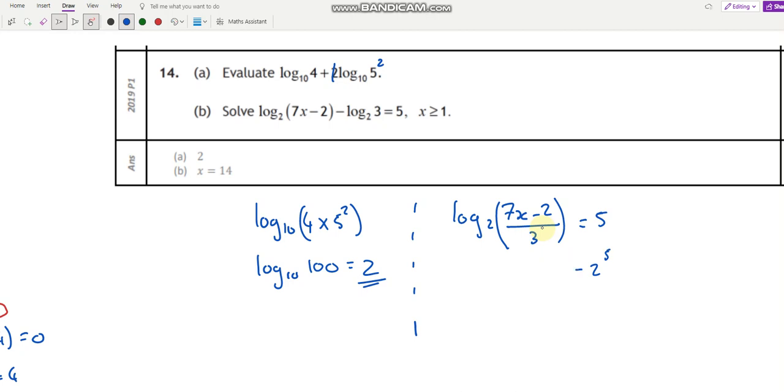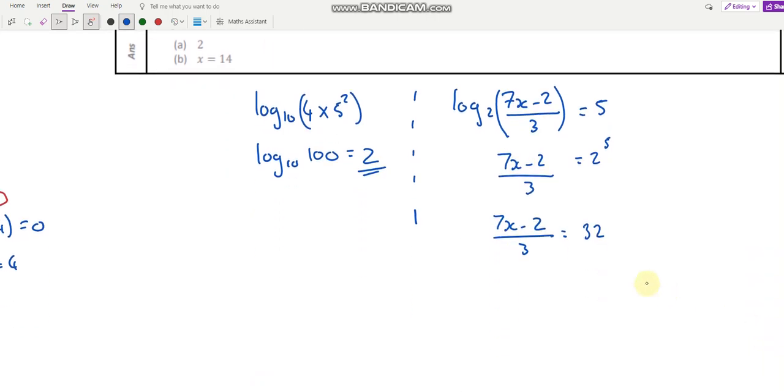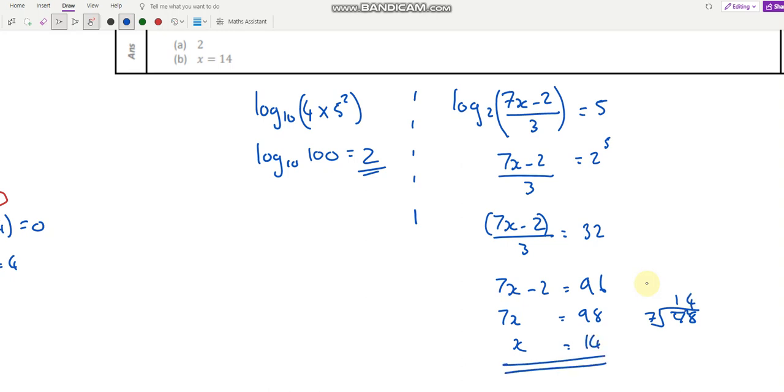So I'm saying 2 to the power of 5 is going to have to equal 7x take away 2 over 3. Same again, just moving this 2 over. 2 to the power of 5 has to equal the argument. Let's do 2 to the power of 5, so that'll be 32. And then to get rid of this 3, we're dividing by 3 on this side, so I'll times by 3. So that's going to give me 96. Get it all onto one side, that'll be 98. So 98 divided by 7, just be 14. So x is going to be 14.